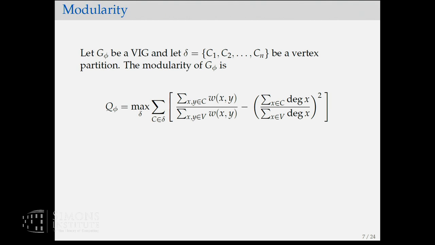Then the Q value is defined as follows. It's the max over all partitions delta of this particular term. So let's see what that term is. If you look at this first term, it's defined for weighted graphs, but you can assume that the weights are 1 for the variable incidence graph. So this is basically the sum over all edges within a component C divided by the total number of edges. So this term, the red term, is the fraction of edges that lie within the communities.